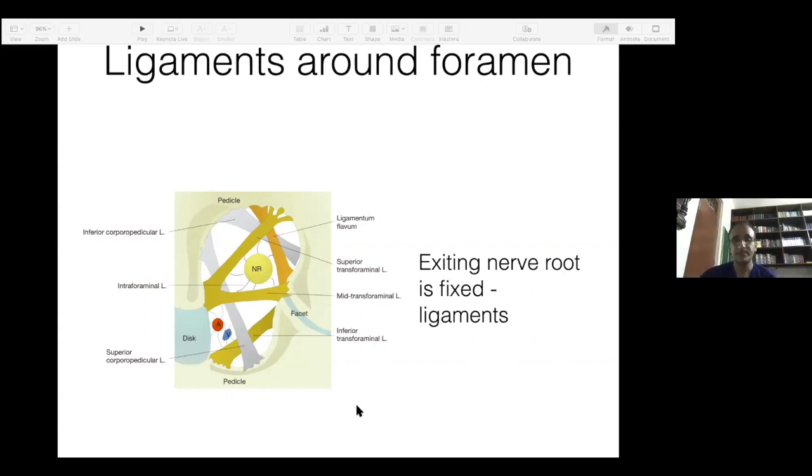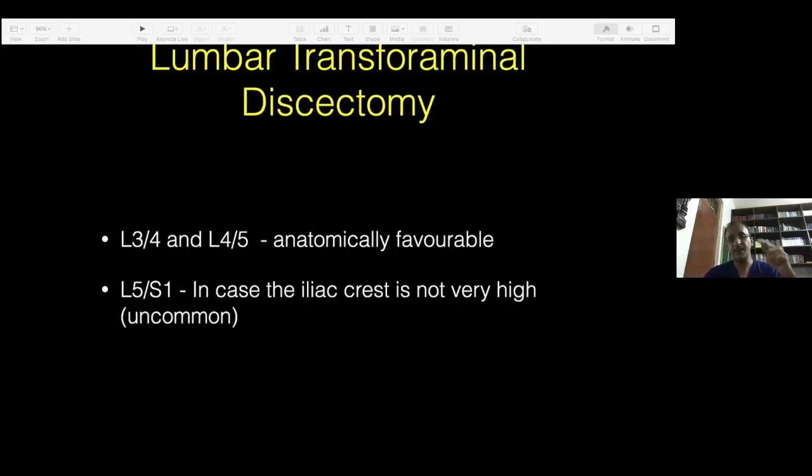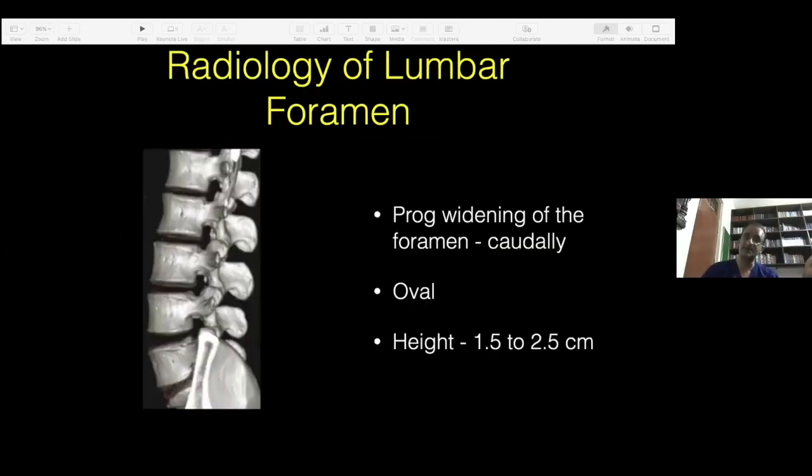Anyway, to make you understand the bony anatomy, I'll go to this slide again. You see the foramen. Superiorly, the foramen is bounded by the pedicle of the upper vertebra. Then you have the facet, mainly in the lower part of the foramina, where you would be doing all the job. You have the superior articular process, then the lower pedicle, and then the disc.